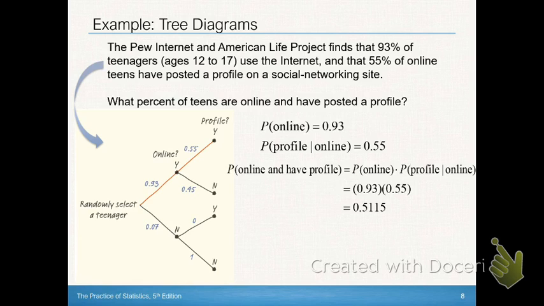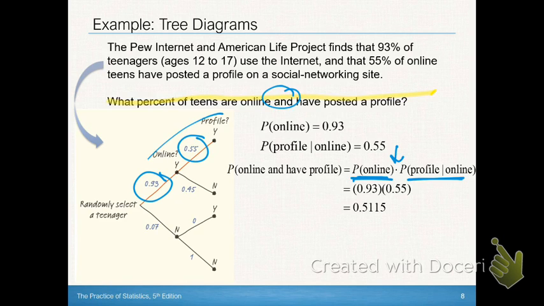So if I want to answer this final question of what percent of teens are online and have a posted profile, that means I have to find the probability that they're online, and then I need to multiply, and means multiply, the probability that they have a profile given that they're online. So I'm taking these two values in this branch and multiplying them together.